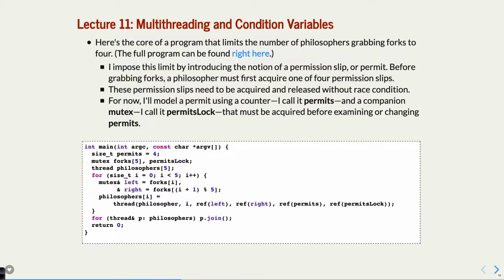Okay, so how are we going to do this? Well, we are going to introduce an idea of a permission slip. And the permission slip is basically going to say, hey, there's going to be 4 permission slips. The first 4 philosophers that get those permission slips are going to be able to try to eat. They're going to be able to vie for those forks. The 5th one just has to wait until one of the other ones is done eating. We're going to call it permits in this case. Permission slips, and we're just going to use a counter to count them up and down.